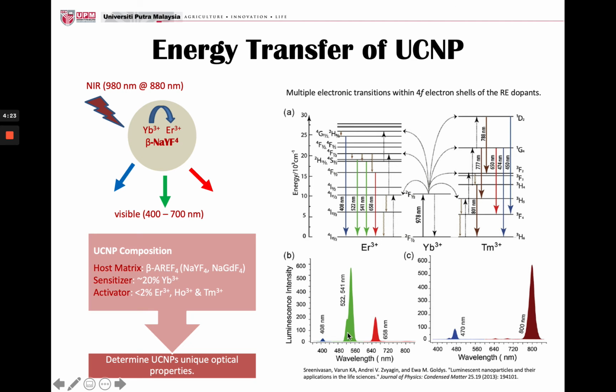Okay, the diagram here shows that the quantum yield is excellent at a wavelength of 540 nanometer. If you can see here, this emission is quite strong in the erbium ion, whereas in the thulium ion, the quantum yields are excellent, bright at 800 nanometer.